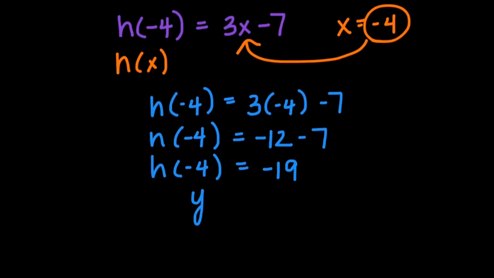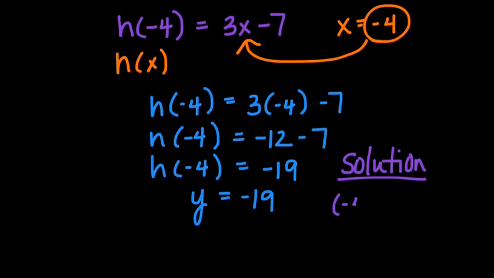So ultimately, this is the y value. So the y value is negative 19. For the final solution then, for the point that it would be at when x is -4, the y value was -19. So that would be the coordinate there.